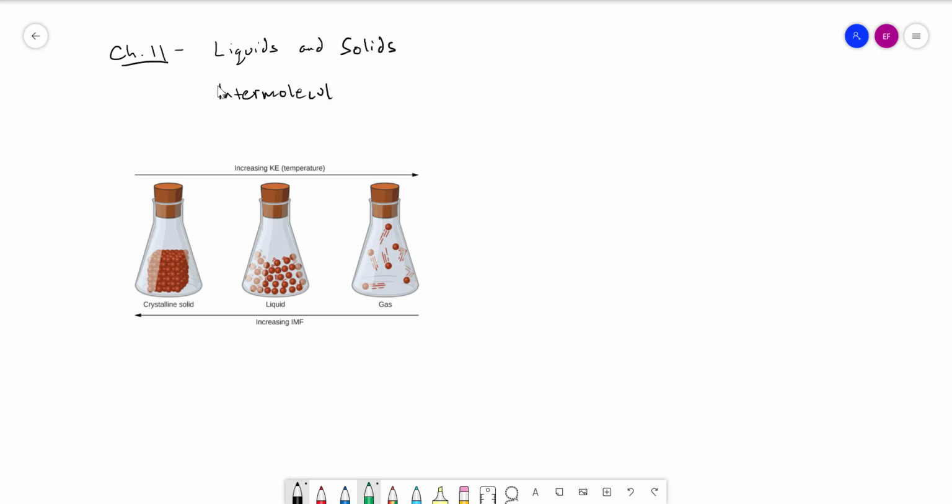intermolecular forces. So the name intermolecular means between molecules. And so I've got this figure that I snagged from your textbook in chapter 10 here, and it illustrates the general principle of what this entire chapter is about.